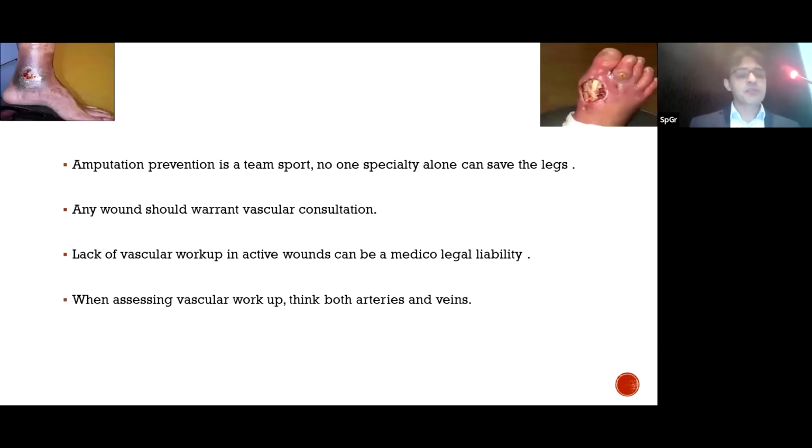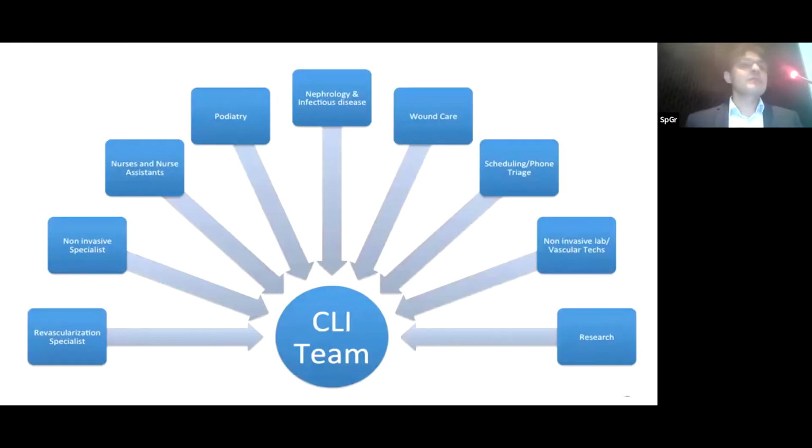So amputation prevention is a team sport. Not one specialty alone can save the legs. Any wound should warrant vascular evaluation consultation. And if you live in a medical legal society like the US, lack of vascular workup in active wounds can be a medical legal liability. When assessing vascular workup, think both arteries and veins. Again, we tend to ignore veins, right? And so it's a team sport. It takes a village to treat this condition.